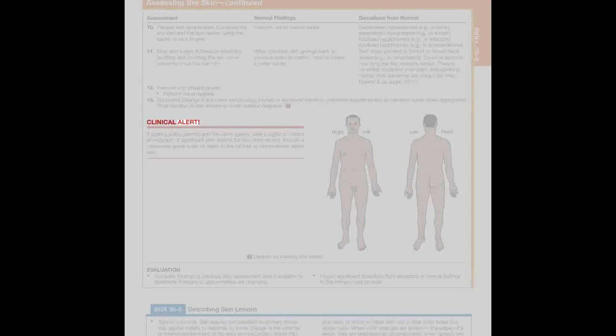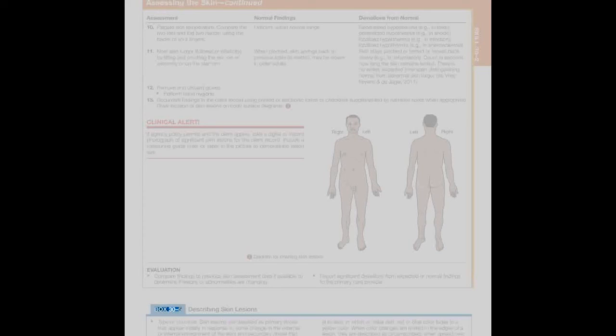Clinical alert. If agency policy permits and the client agrees, take a digital or instant photograph of significant skin lesions for the client record. Include a measuring guide, ruler or tape, in the picture to demonstrate lesion size. Diagram for charting skin lesions. Evaluation: compare findings to previous skin assessment data, if available, to determine if lesions or abnormalities are changing. Report significant deviations from expected or normal findings to the primary care provider.